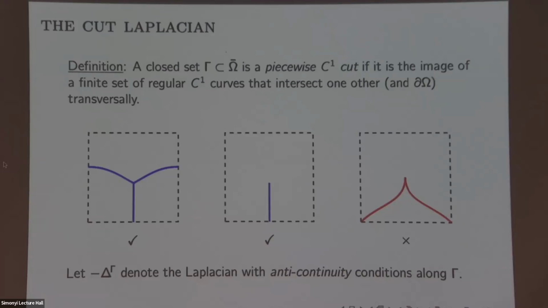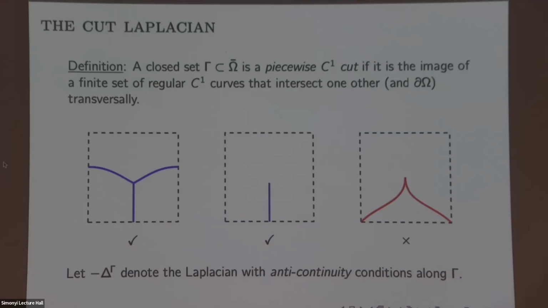So to define this, first, I want to introduce the notion of what I'll call a piecewise C1 cut. You can just think of this as being the boundary set of one of my partitions with corners. So it's some finite set of C1 curves that intersect each other and the boundary transversely. So the first two pictures are good, third picture is bad because it has a cusp. So that's all I mean, just some finite set of curves that meet nicely.